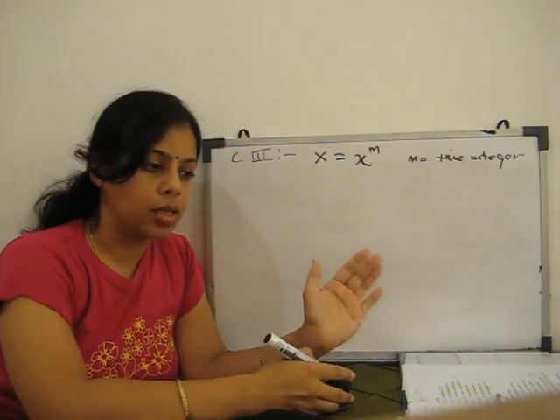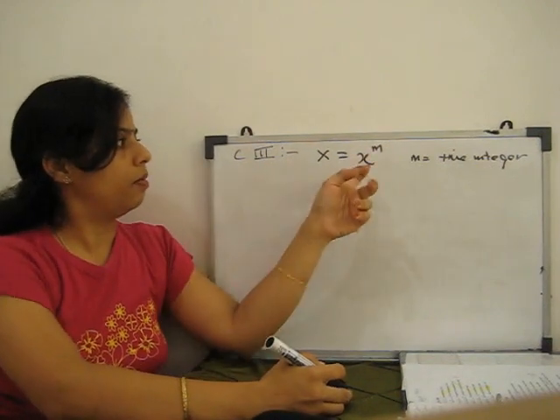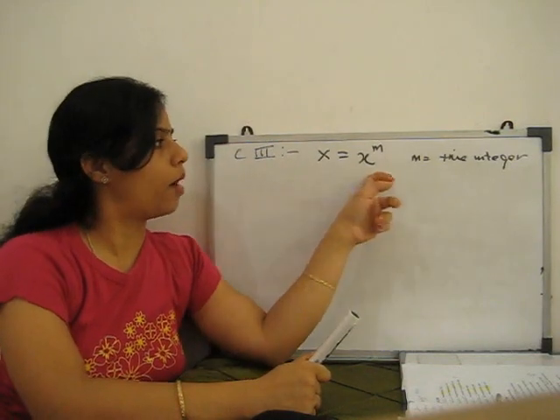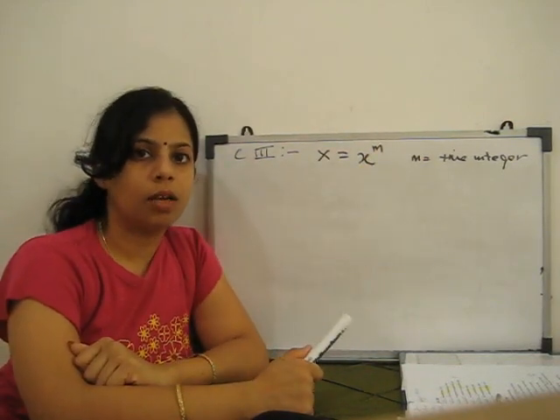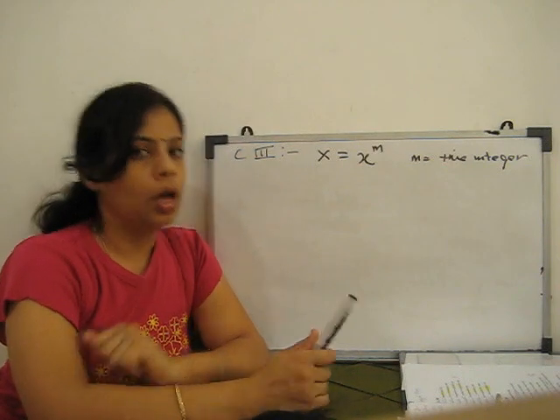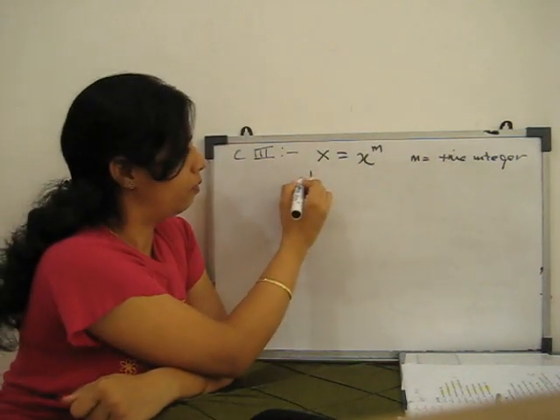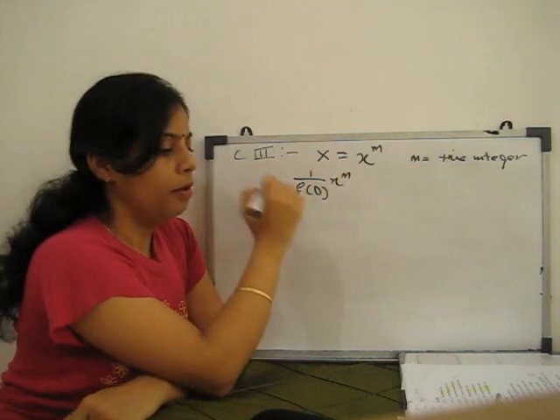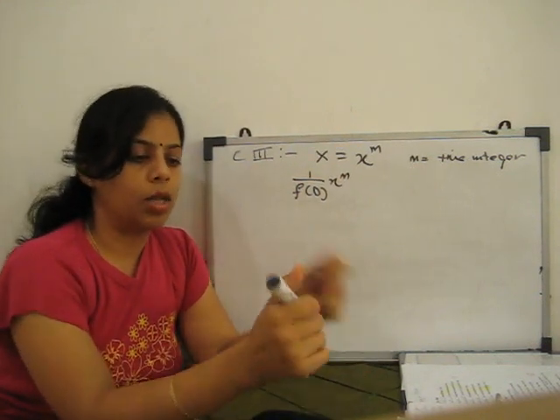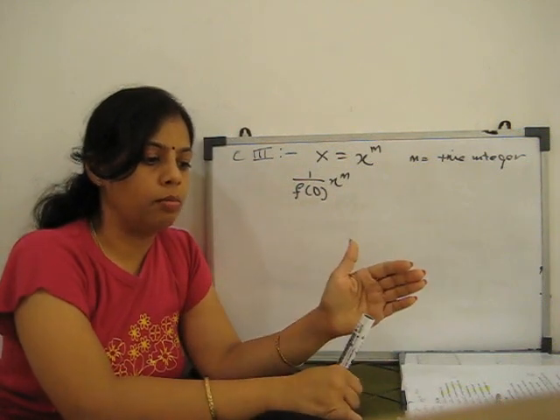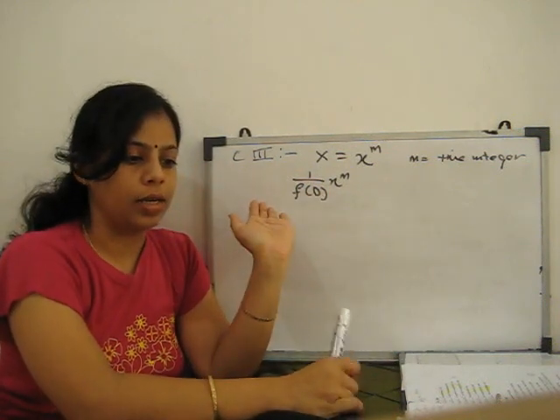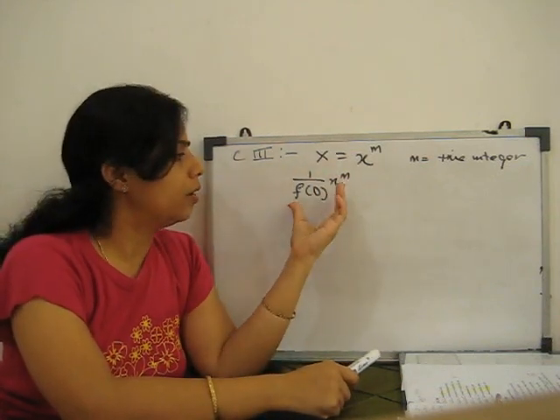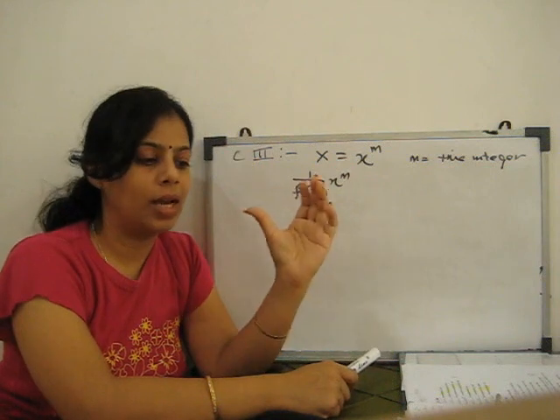N is a positive integer. If the right hand side is a function of x, a power of x, then what is our process? In this case, whatever our equation 1 upon f(D) x to the power n, we have to take out the lowest degree term from f(D) outside, so that the first term is unity.